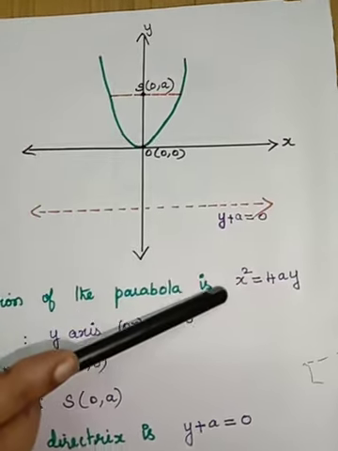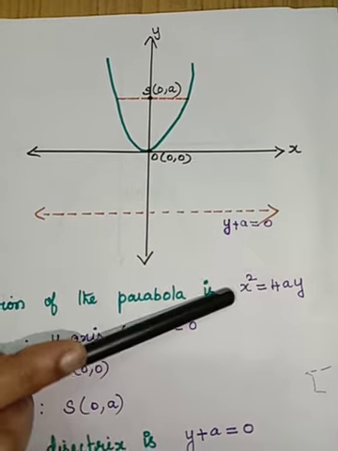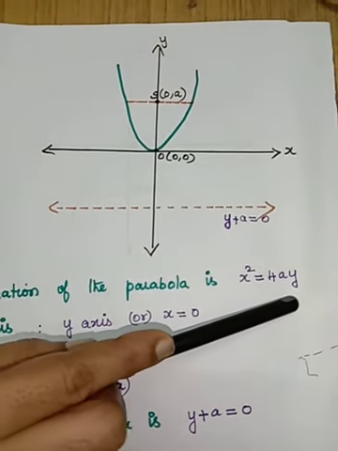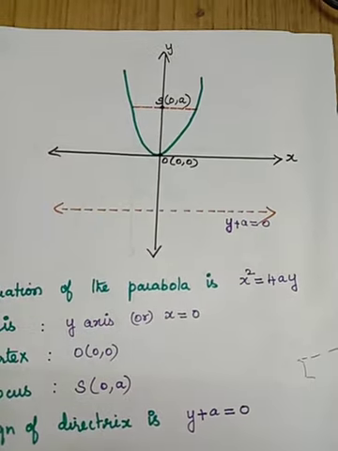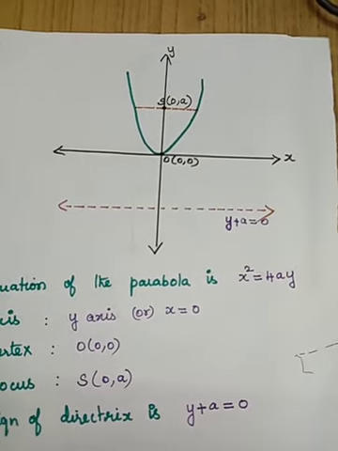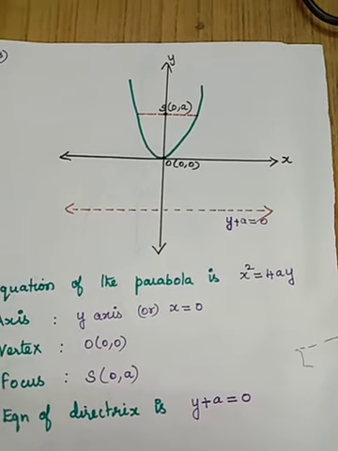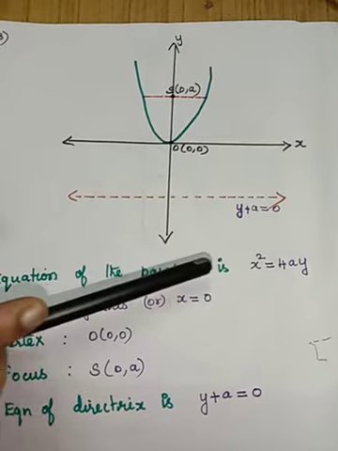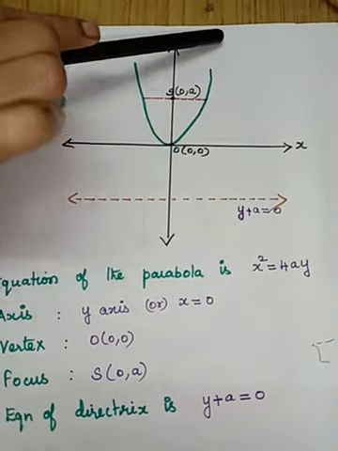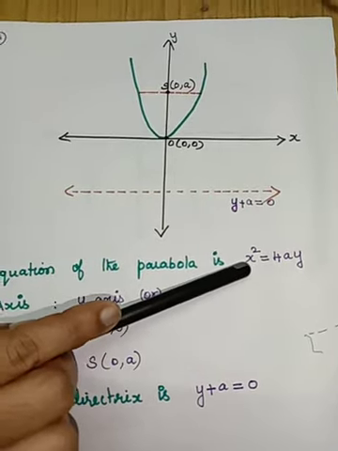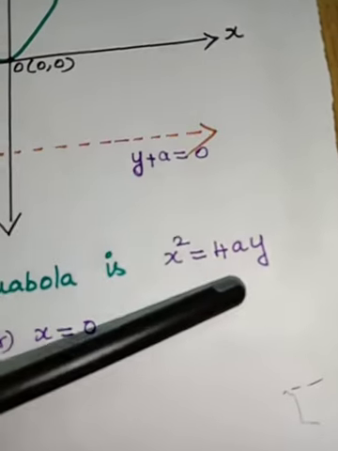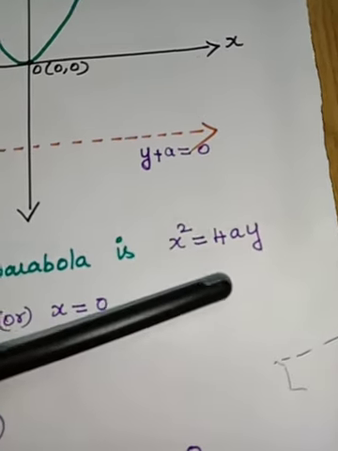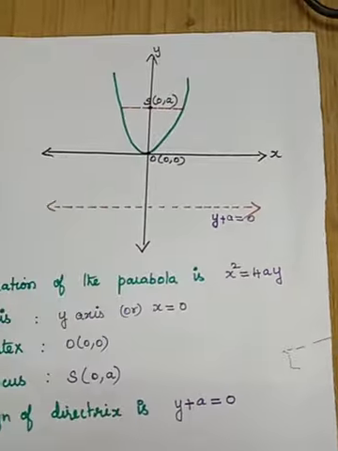About whose equation, how will it be? X squared is equal to 4ay. Previously we have seen y squared is equal to 4ax and y squared is equal to minus 4ax. Here the parabola opens upward, so its equation is x squared is equal to 4ay.